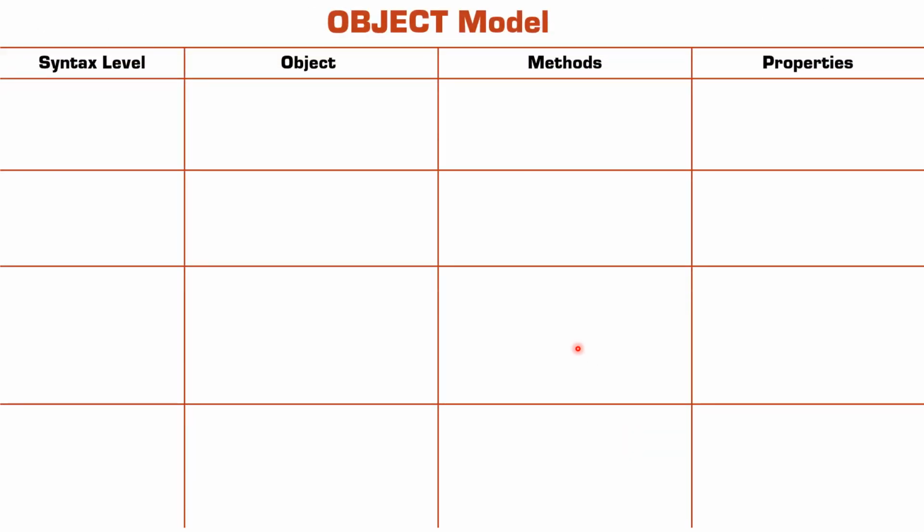So let's start with the object model. I have prepared this table wherein I will start with each syntax level, and against each level I will list down its objects and in turn their methods and properties. So let's start with the application. When we refer to the object at application level, we are actually referring to all the applications which are part of the Microsoft package. Obviously, those applications will be Excel, Access, Word, PowerPoint and others.